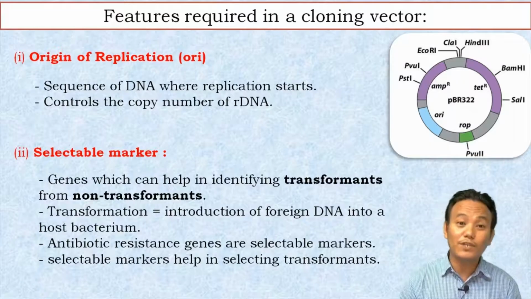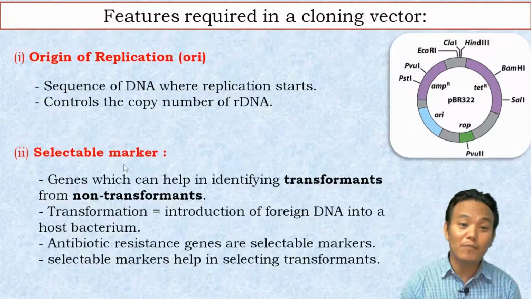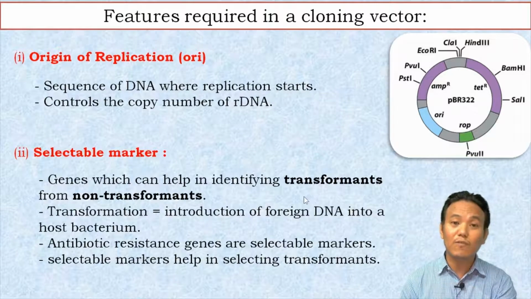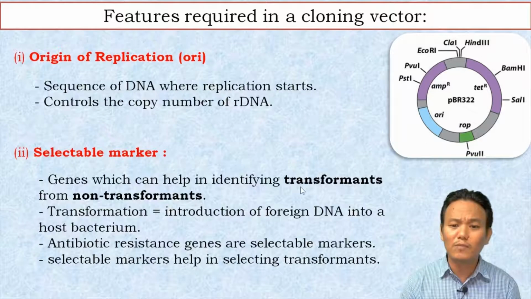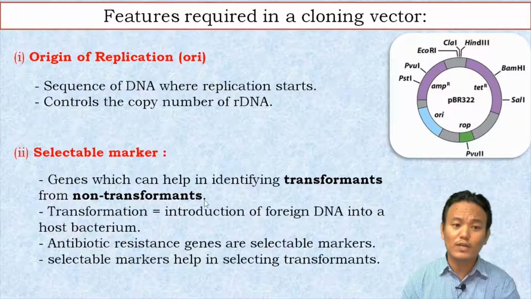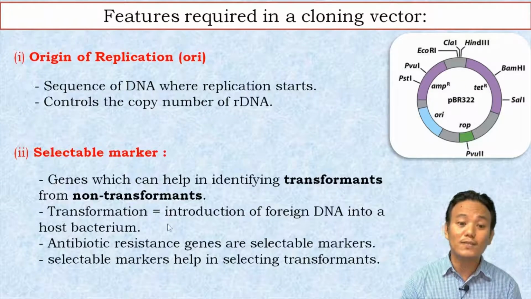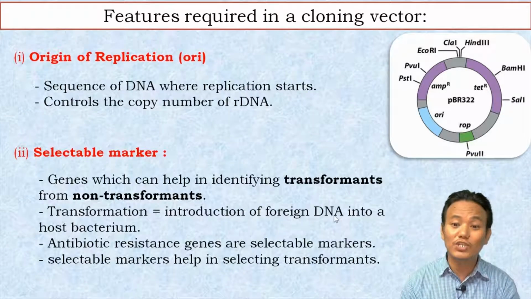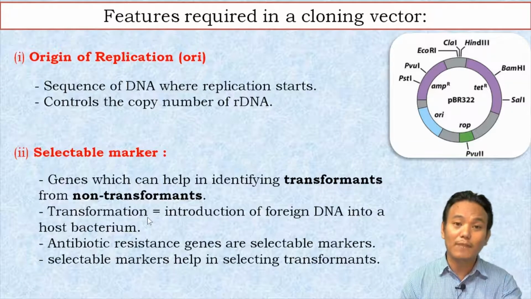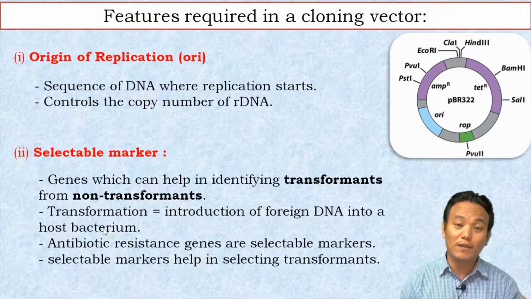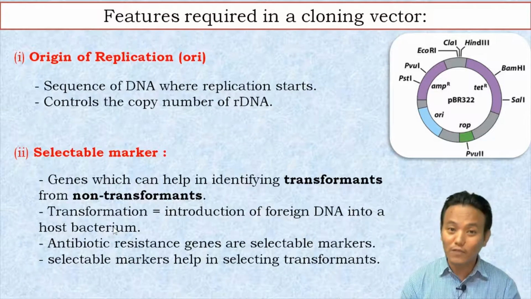The second important feature that is required in a cloning vector is selectable markers. Selectable markers are genes which can help in identifying transformants from non-transformants. Now, what do we mean by transformants and non-transformants? In order to understand that, let us first understand the transformation process. Transformation is the introduction of a foreign DNA or foreign gene into a host bacterium, thereby transforming the host bacterium into a genetically modified organism. Since we have introduced a foreign gene into the host bacterium, that will change the phenotype of the host bacterium, thereby making it a genetically modified organism.